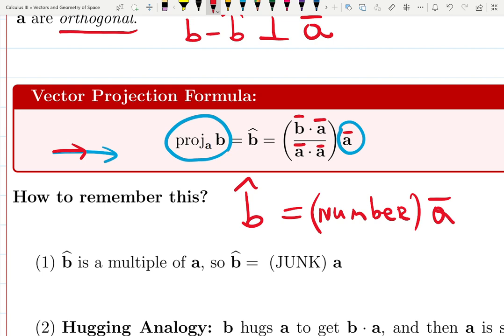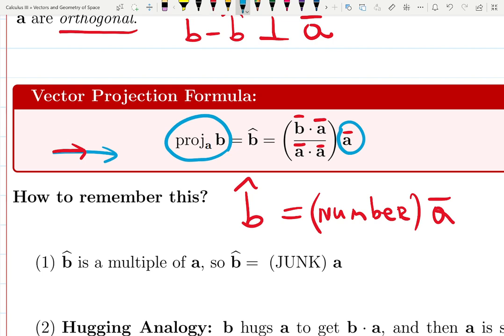It's a number. Very interesting. It's been derived. It actually comes very hard to derive it. I can show it to you if you want. But is it interesting that this is a number? How do we know? B times A is a dot product. A dot product gives you a number as the answer. Remember? Big number, small number, negative number. A times A is also a number. Number over number is a number. Number times a vector is a vector. So the whole answer is a vector. It's exactly the definition of the projection. Vector projection is a vector.